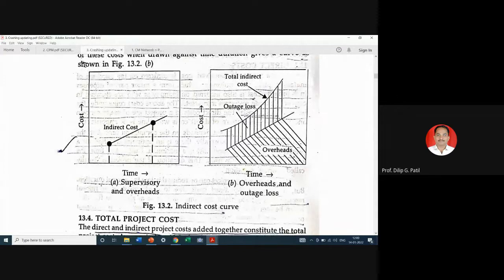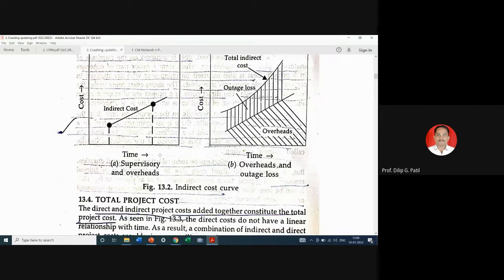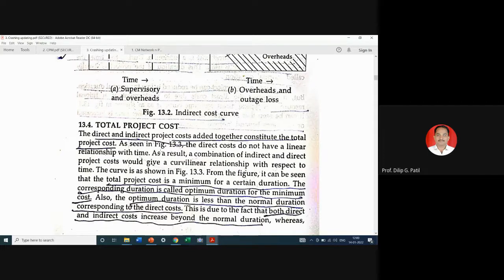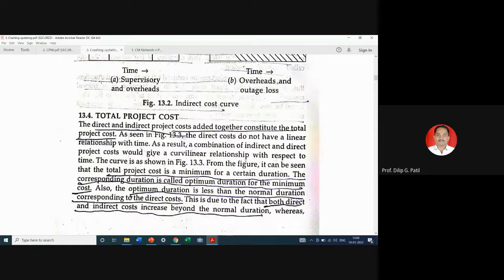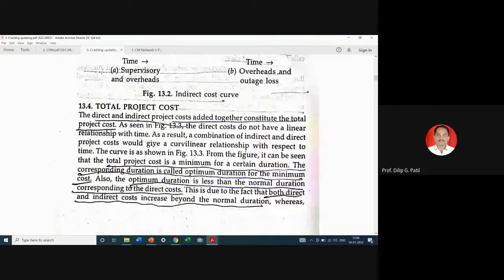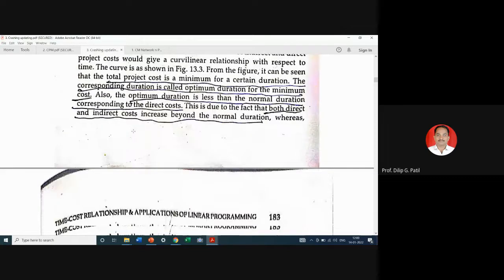So in general, the indirect cost, outage indirect cost or overheads, their relation is slightly different, but overall we can see indirect cost will vary like this, and in combination of all these direct and indirect costs, you can see the direct and indirect project cost added together constitute the total project cost. We will see below.